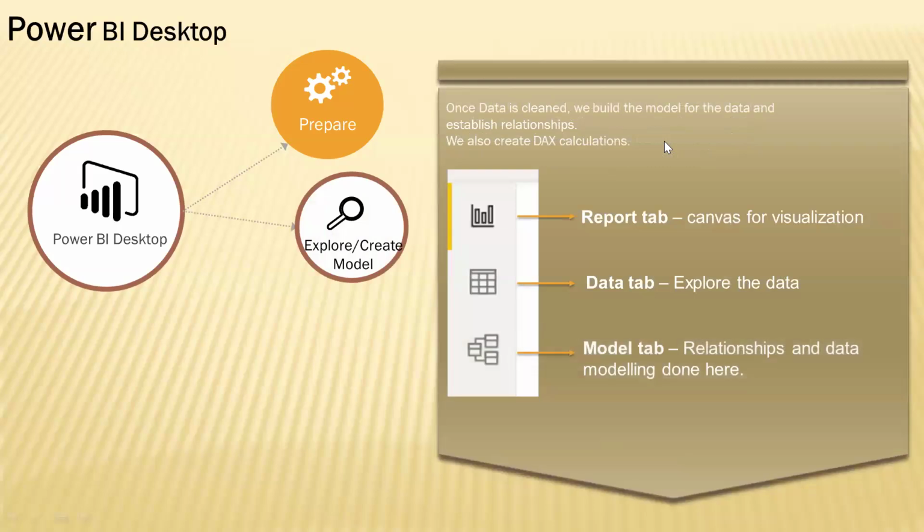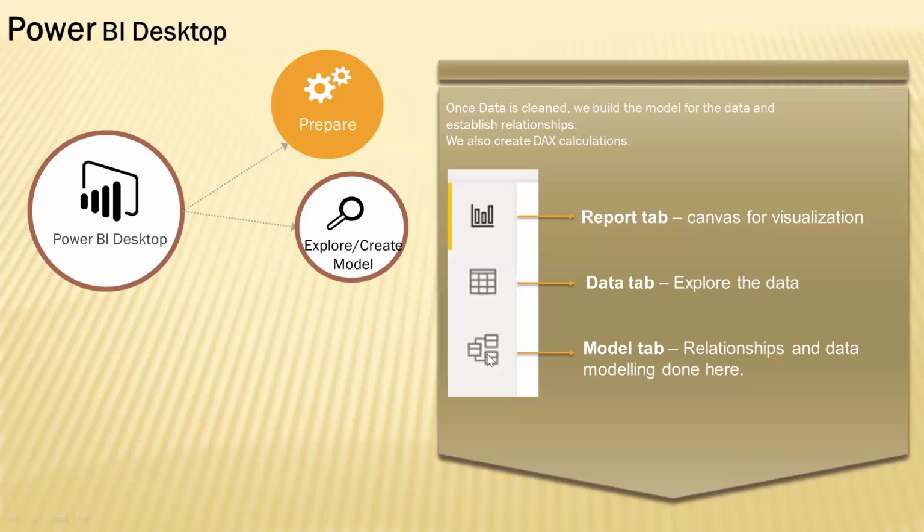So explore or create models. Yes, we can create multiple models like a star schema or snowflake schema based on your requirement. And you can see here three tabs: model tab, data tab, and report tab. Recently, in the month of March, they added one more tab called DAX view. I have to update this slide, so I'll do that. I'll show you in Power BI desktop after this slide discussion, how the Power BI desktop looks.